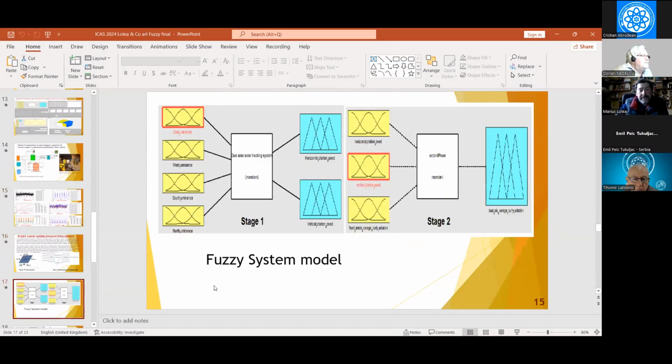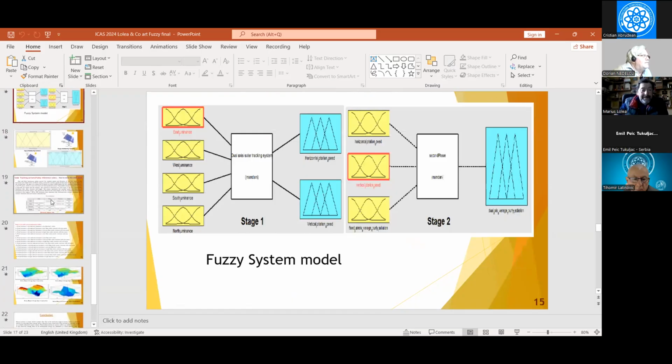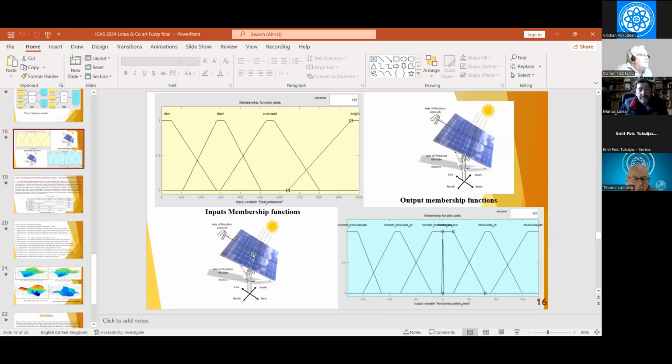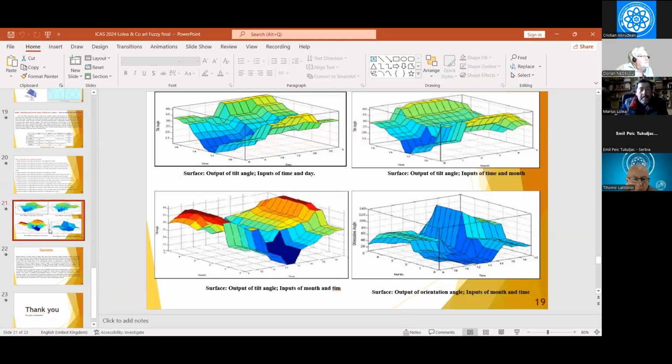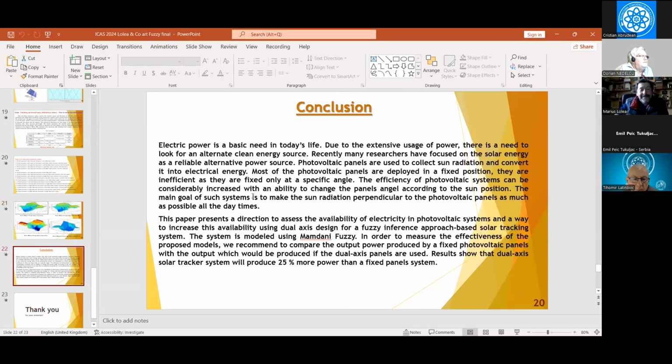This is the fuzzy model system. Here is the scheme with the input membership functions to modify one axis and two axes of the photovoltaic panels. The surface shows the decision to move the photovoltaic panel, and finally the electric power is based on that. Thank you.